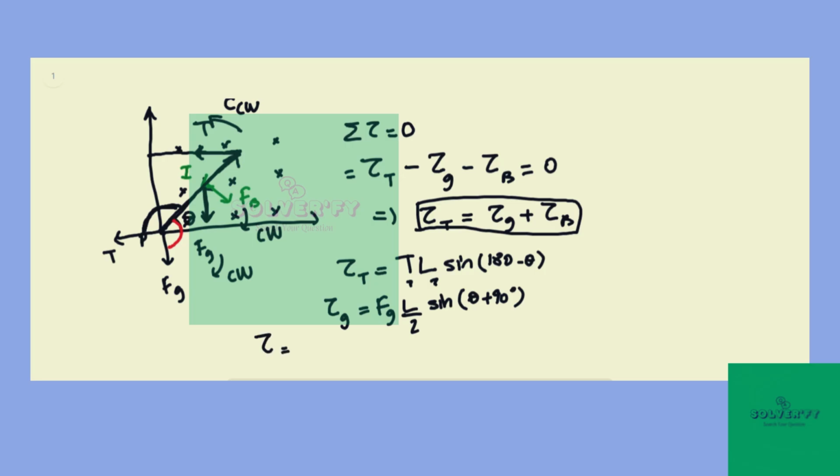And the torque generated by the magnetic force is from a previous problem. We were advised to use that expression. So it would be I times B times L squared over 2. Now we're going to put all these three expressions in this equation, and then we're going to isolate T. Now when we do that, T times L times sine of 180 minus theta is going to be equal to mgL over 2 sine of theta plus 90 degrees plus IBL squared over 2.